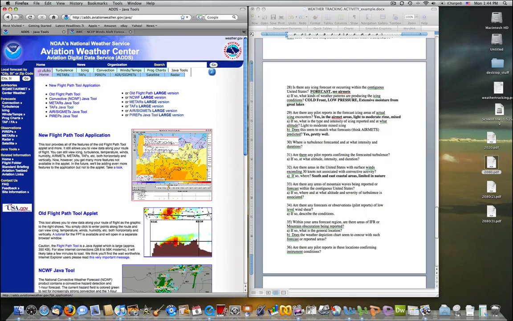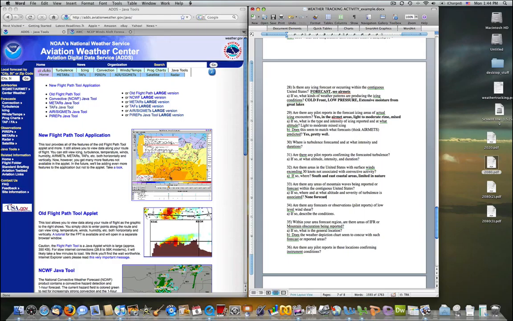Question 33 with the mountain waves. I'm also, again, testing your ability. Did you notice anything from the segments? We didn't have any forecast mountain waves that we saw on the segment.